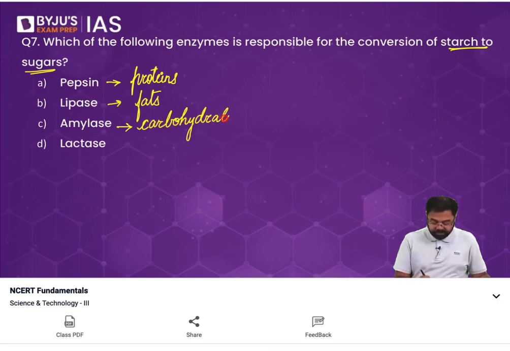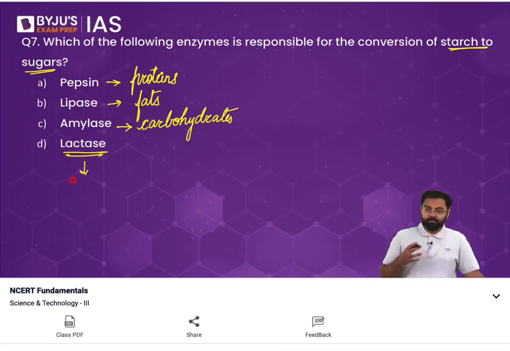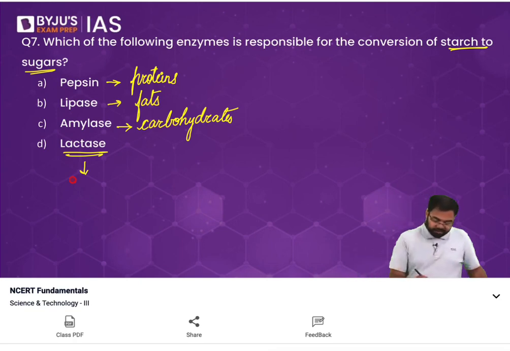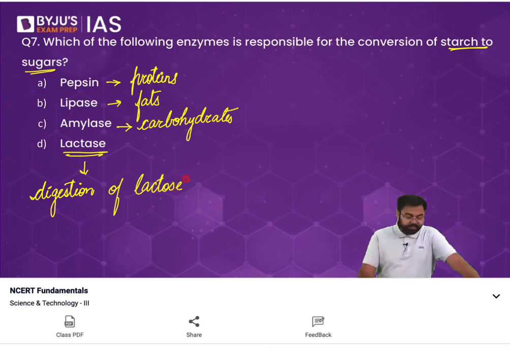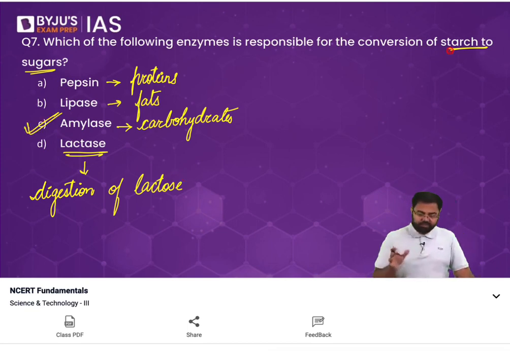And then after that, we have lactase. Lactase is found in some of the sugar containing material where this sugar will be broken down into simpler sugars. So this is basically what will happen. So it will help in the digestion of lactose, which is also found in milk and some of the other dairy products as well. So digestion of lactose can be done with the help of lactase. So the correct answer here will be amylase. So starch to sugar, starch being one of the carbohydrates, starch to sugar can happen with the help of amylase.